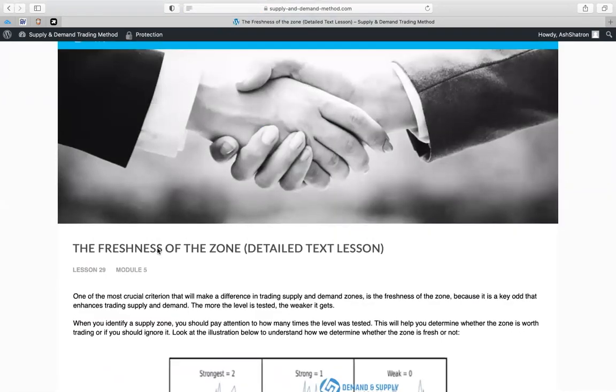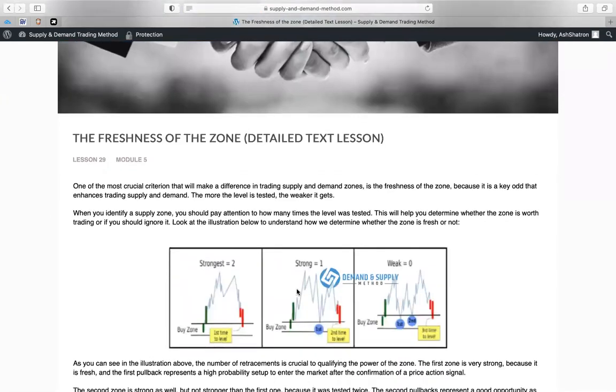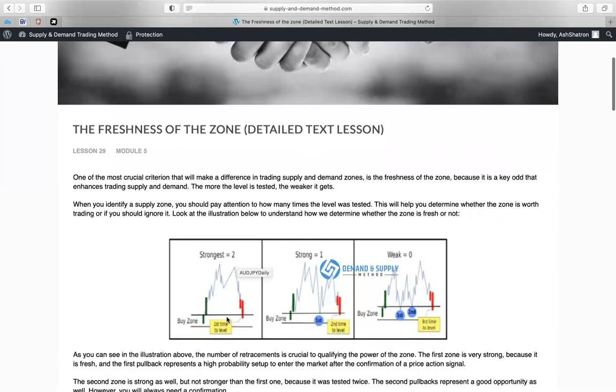Okay, so the freshness of the zone, right? Now let's look at something. It says strongest two, and then strong one, weak zero. Now, what does this mean? The first sign to the level, meaning this is really strong, right? You have a demand zone, a buying zone. Price goes up. Price is approaching that zone for the first time. This becomes your stronger zone, meaning price is more likely to go up.